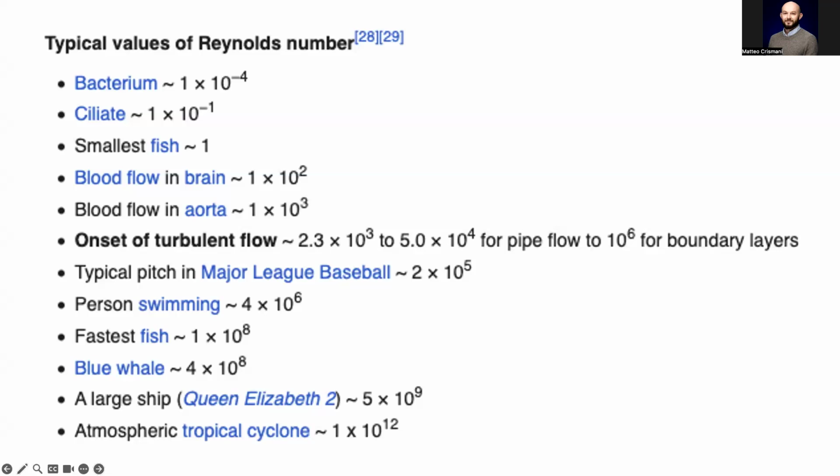Blood flow in the brain, turbulent or laminar? So now I have two people with two different words. Which one? Let's go back. Yes, that's a great question. When does turbulence set in?